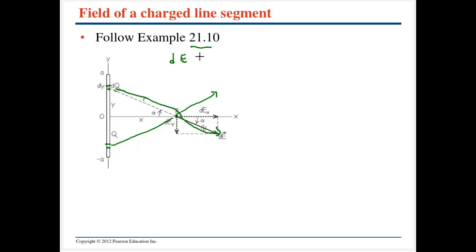And we set it up the same way. We say dE is going to be equal to k dq divided by the radius squared. Then figure out what we're integrating over. It would be negative a to a in this case.